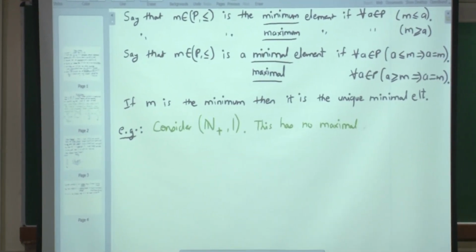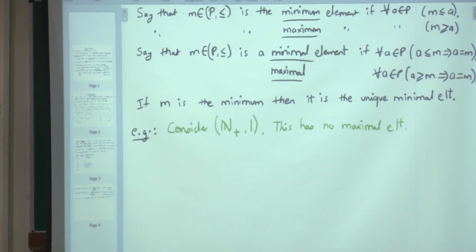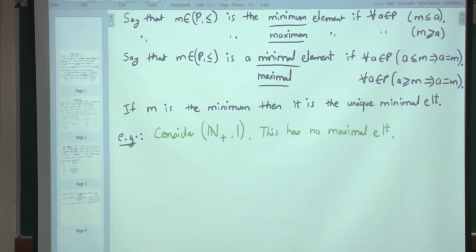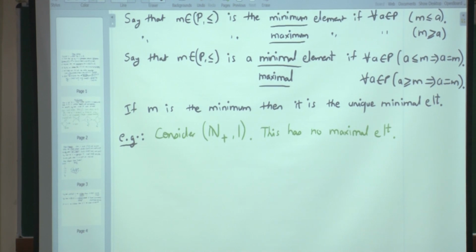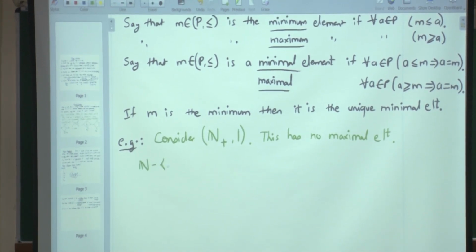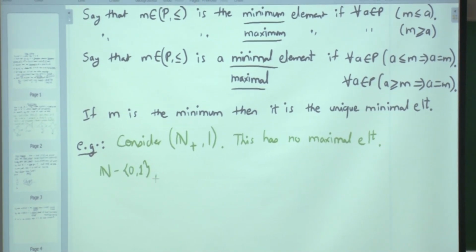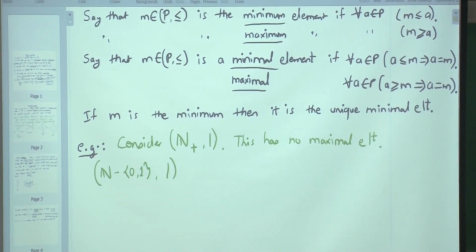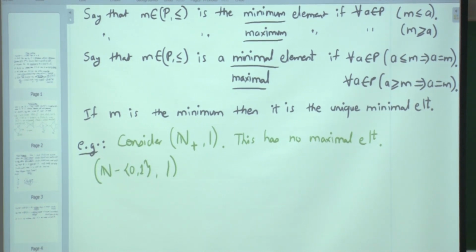But does it have a minimal element? Minimal is 1. Okay, then what if I remove 1? I remove 0 and 1 and I just consider this. Then what are the minimal elements? It has primes as minimal, but no maximal elements. Okay, very good. So these definitions are sorted.